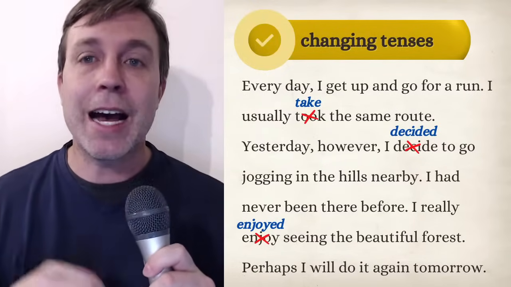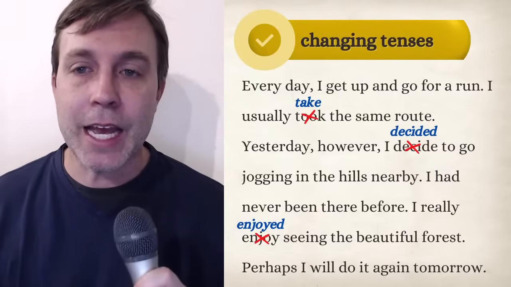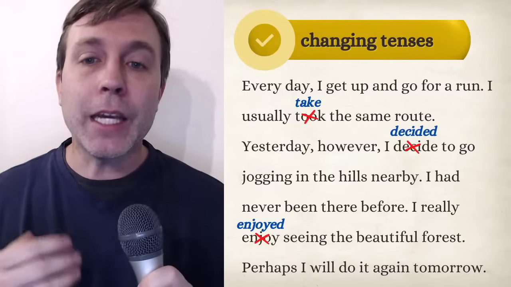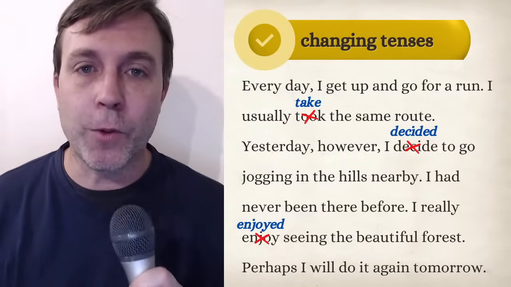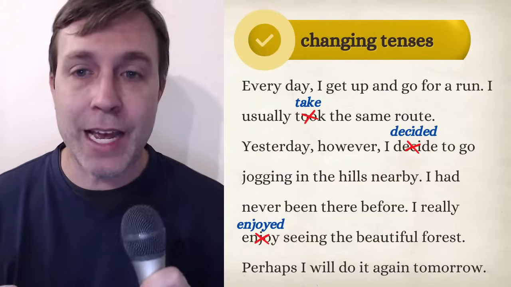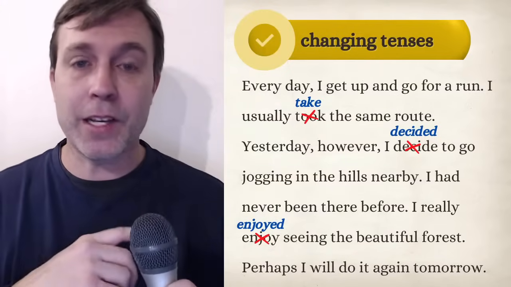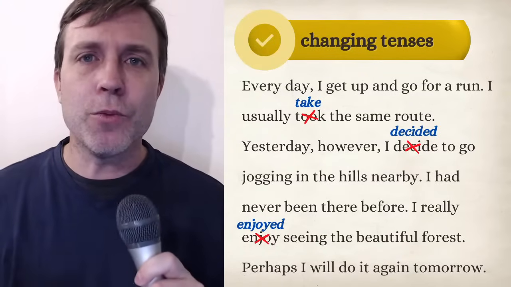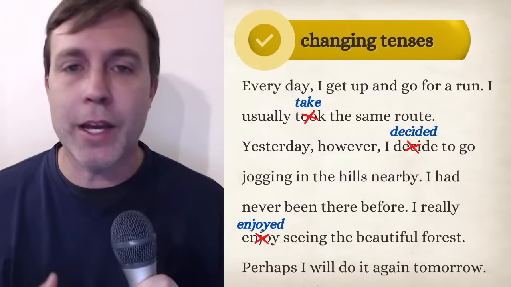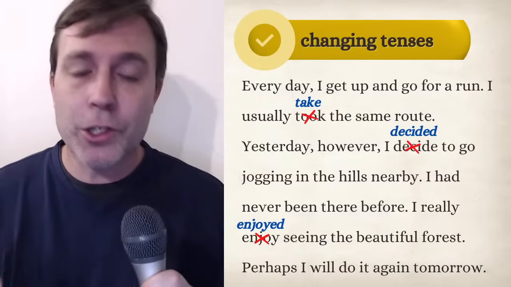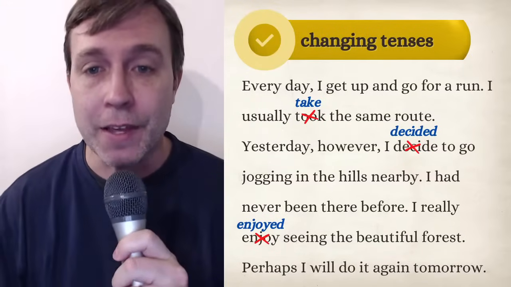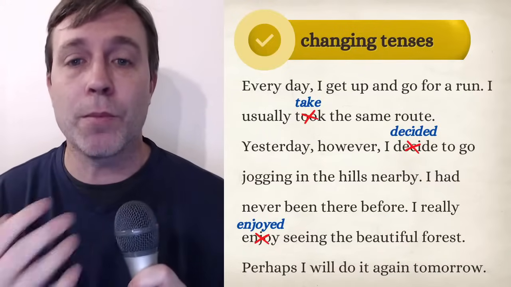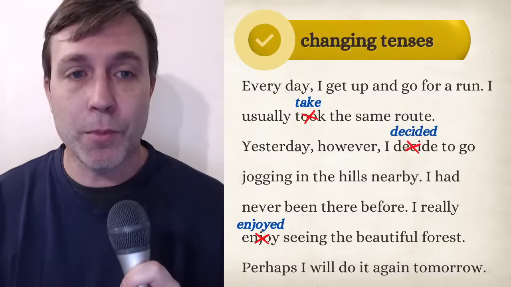Yesterday, however, I decided with that ed ending to go jogging in the hills. I had never been there before. I really enjoyed seeing the beautiful forest. We're going to use the past tense because once again, in the previous sentence, I had just said, well, I'd never been there before. So it's not something you regularly do, that you enjoy, and that you're familiar with. We're talking about, again, a finished action in the past. And then the next sentence, we switch to the future because we have that time word tomorrow. Perhaps I'll do it again tomorrow.